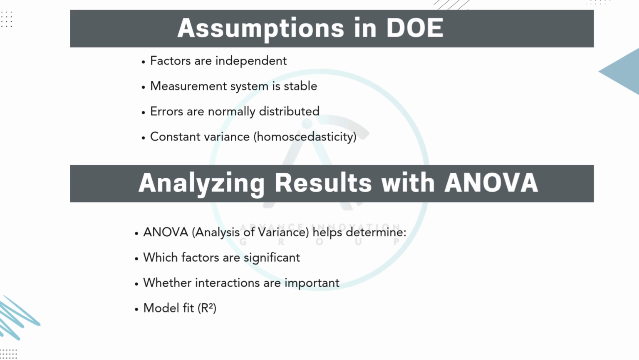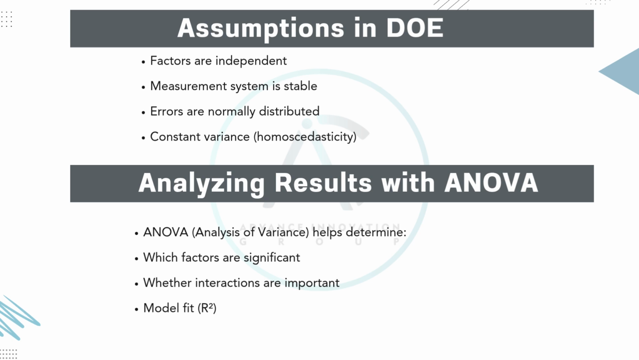When conducting a design of experiments, there are some key assumptions we need to keep in mind. First, the factors we test should be independent of each other. Second, the measurement system must be stable and consistent throughout the experiment to ensure reliable data. Third, the errors or deviations in our results should follow a normal distribution. Finally, the variance of these errors should remain constant across all factor levels, a property known as homoscedasticity.